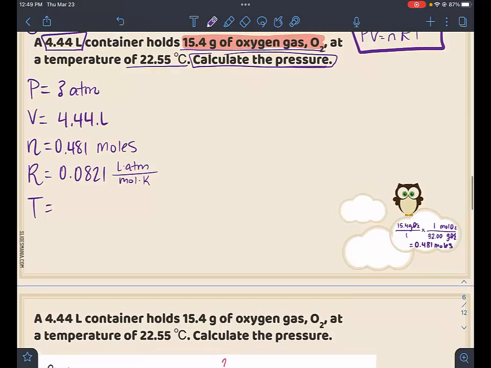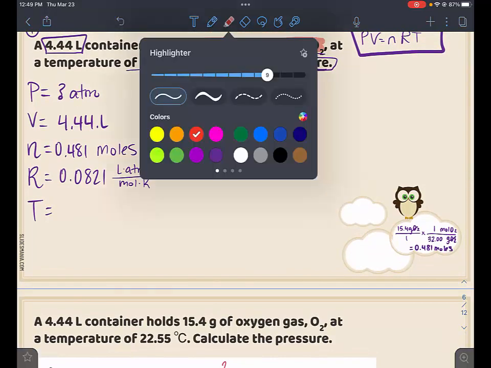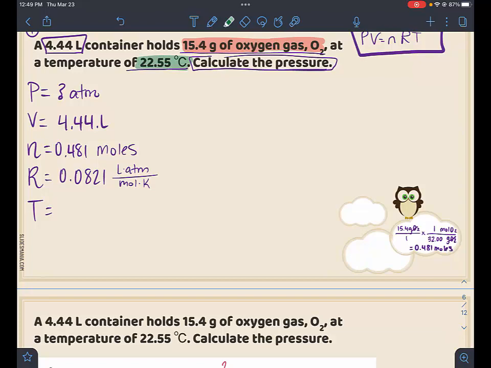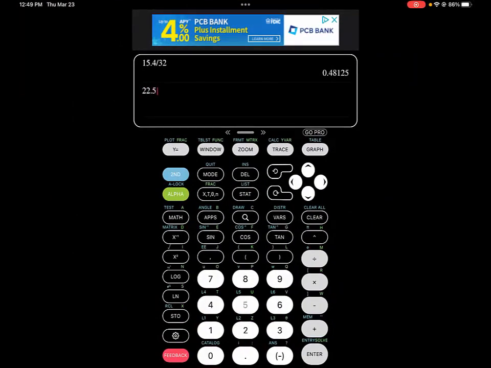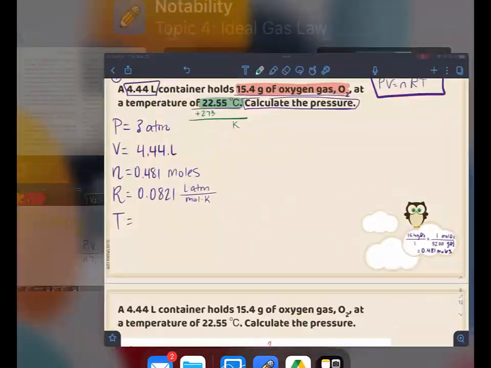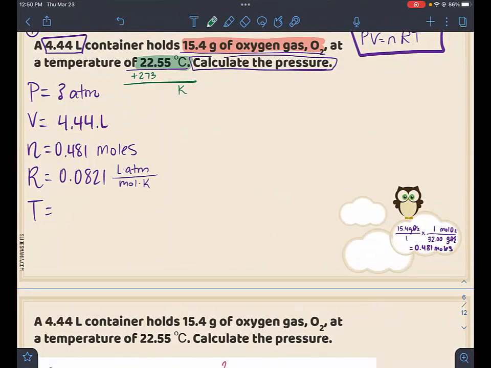All right, finally, we have our temperature. This temperature is so cringeworthy. The temperature is 22.55 degrees Celsius. No way. I am going to add 273 to get my temperature in Kelvin. So 22.55 plus 273 gives me 295.55 Kelvin. All right, y'all, we are ready to solve this problem.